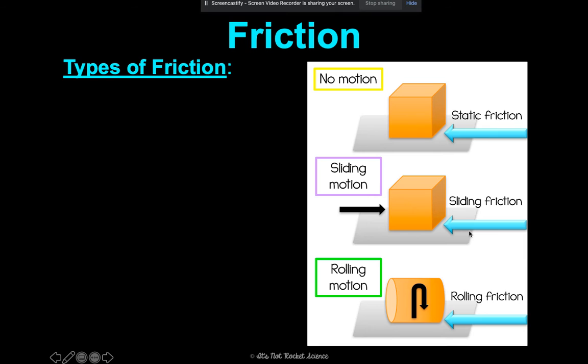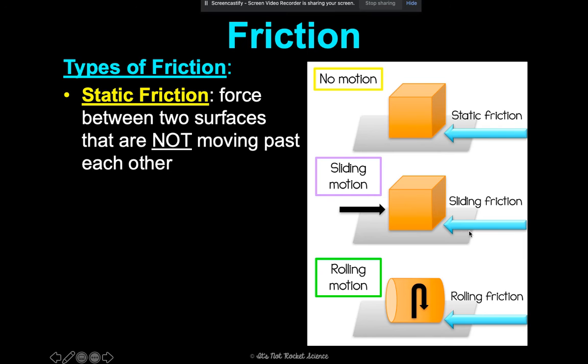There are three types of friction. Our first one is static friction. This is a force between two surfaces that are not moving past each other. The easiest way to think of this right now, this picture shows a box that's just sitting on the floor. Between the floor and the box, there is static friction because there's no movement there. It's the same thing if you sit in a chair. There's static friction between you and the chair.